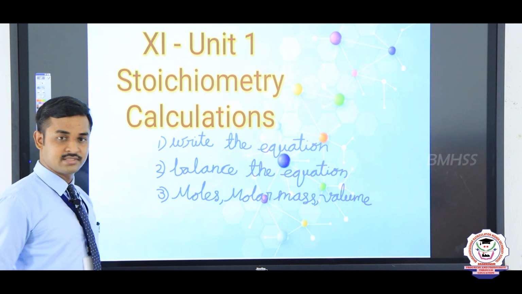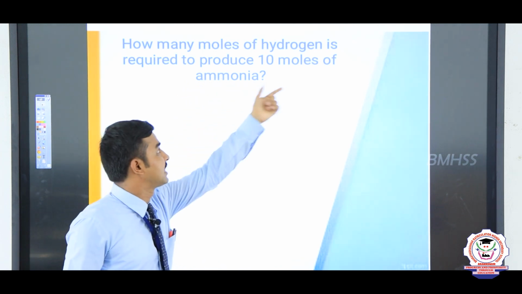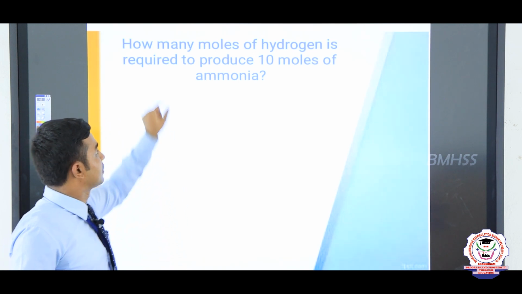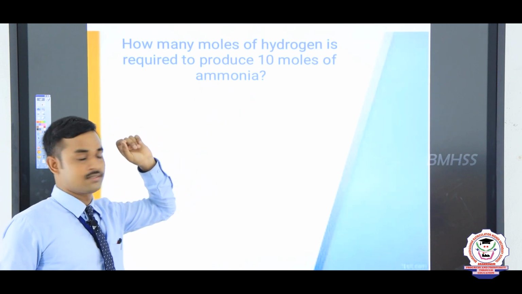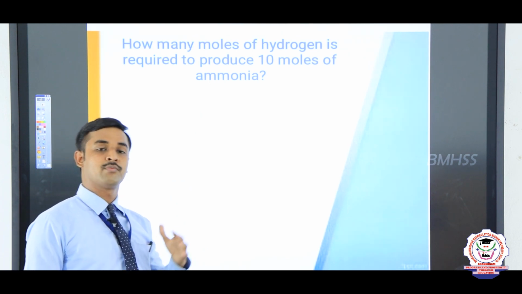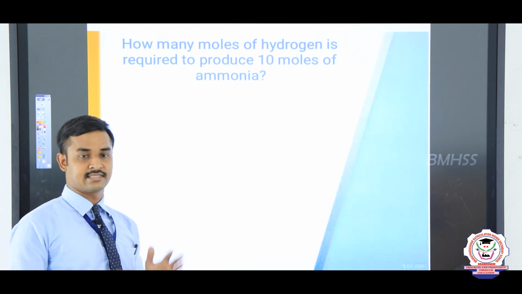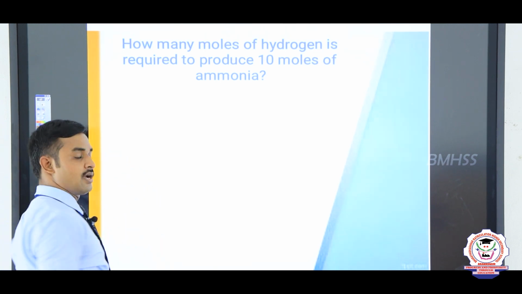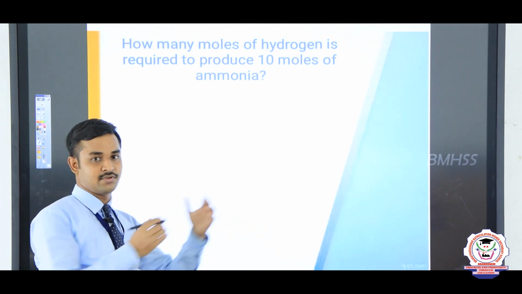So can we go to the first question? How many moles of hydrogen are required to produce 10 moles of ammonia? This is our first question. First understand the question: the product is ammonia. They asked how many moles of hydrogen are required, because hydrogen is present in the reactants. You already know that when hydrogen reacts with nitrogen, only then can it form ammonia.